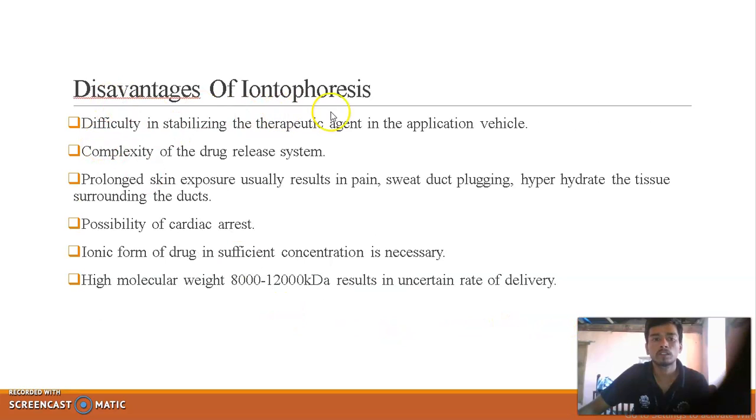These are the disadvantages of iontophoresis. The complexity of the drug release system: it can't release the drug completely, or complexity is involved. Possibility of cardiac arrest, where blockage of molecules in the skin or the cells may happen. Ionic form of the drug in sufficient concentration is necessary.